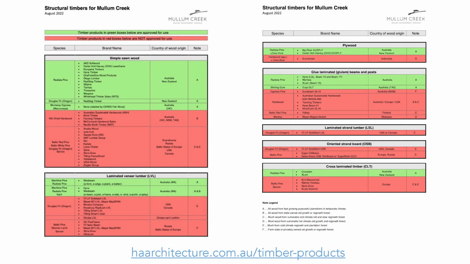So I encourage you to keep this simple guide handy and let it inform your specifications. It's a green light and a red light list of structural timbers that are available in Australia. It's regularly updated and lives on both the Mullum Creek and my office websites. Insist on locally fast-grown plantation woods as they're listed here. There's no need whatsoever to specify imported or Australian native solid sawn forest timbers for structural applications.